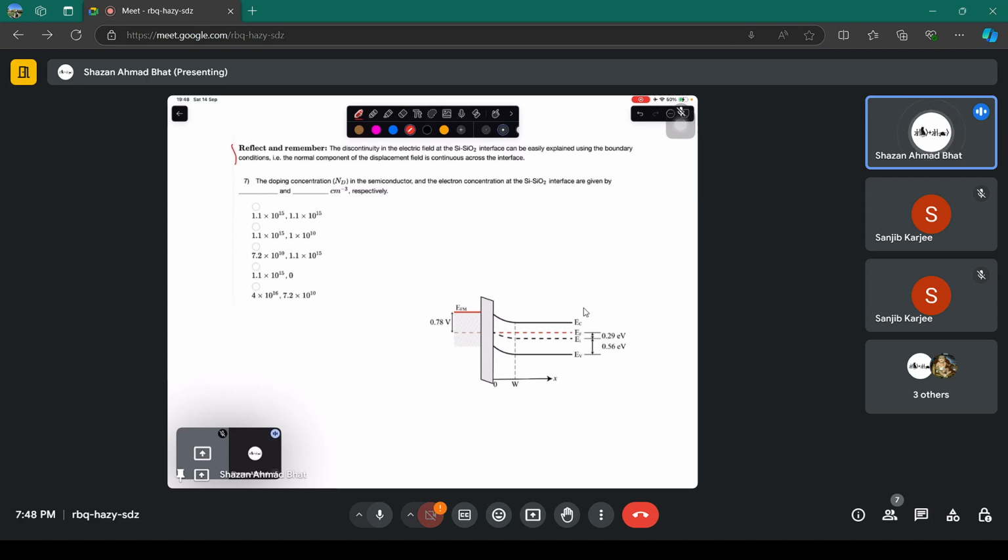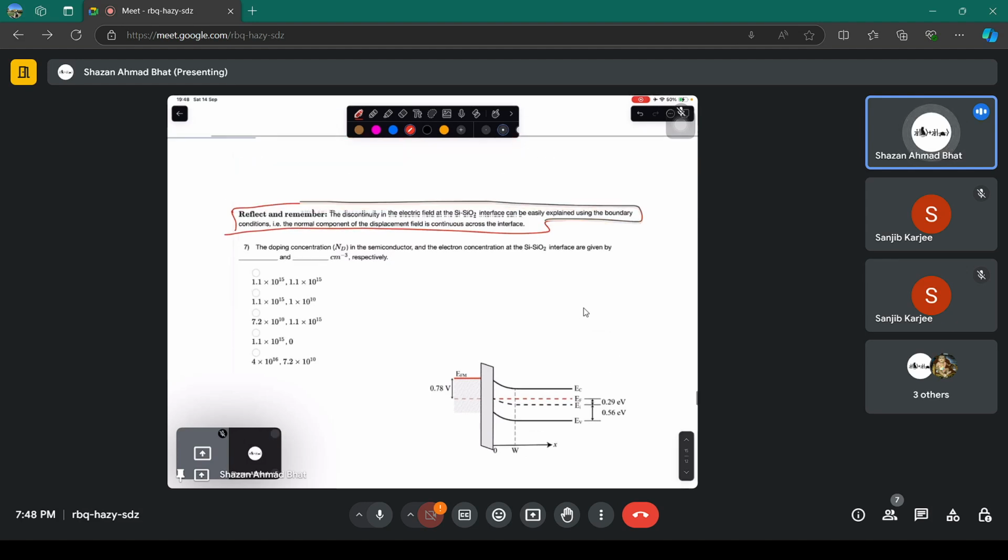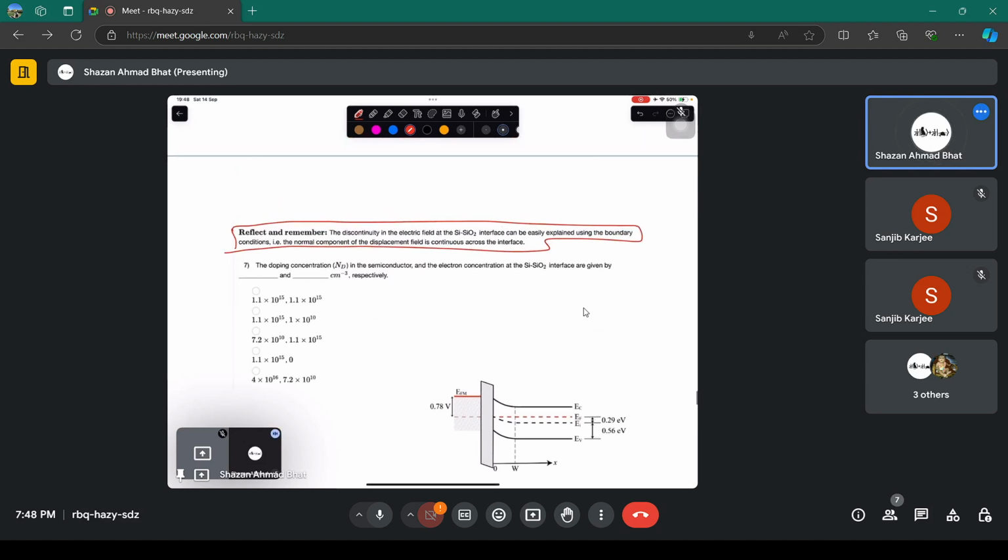You see that this particular reflectant is also saying the same thing. The electric field is basically discontinuous at this point, and it drops because the electric field inside the oxide, silicon dioxide, is greater than that at the silicon. The normal component, meaning the perpendicular component of the displacement field vector D, is continuous across the interface. That is the same thing.